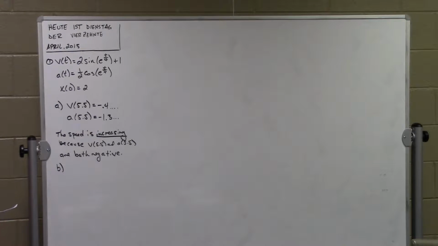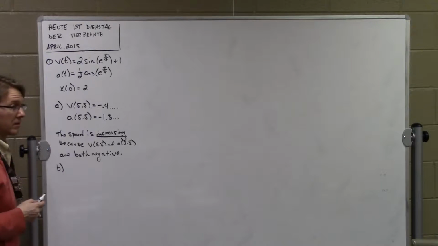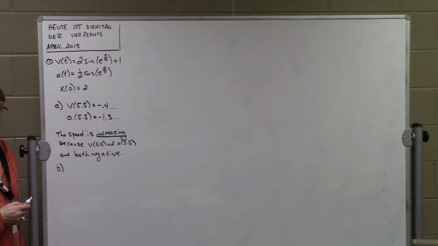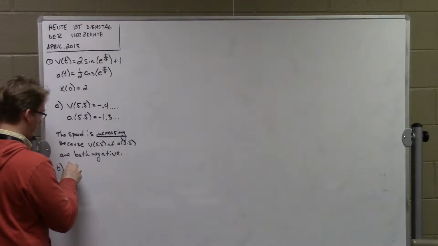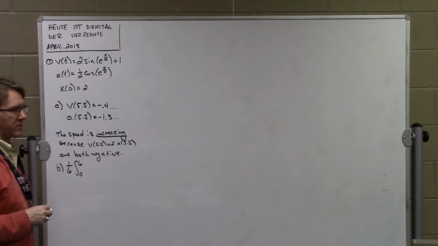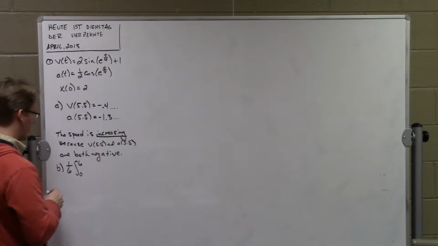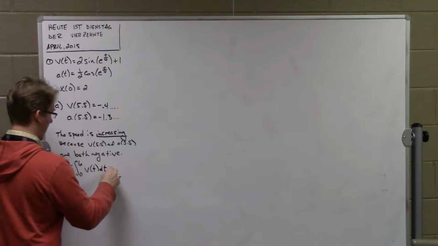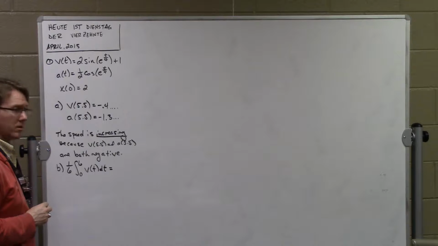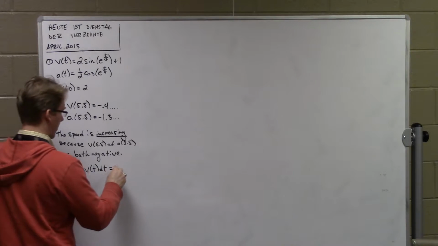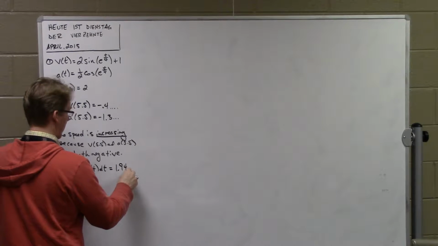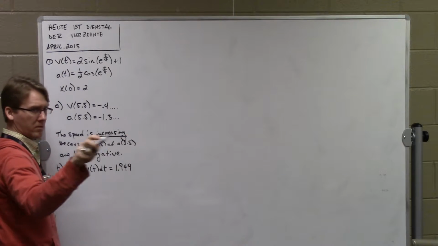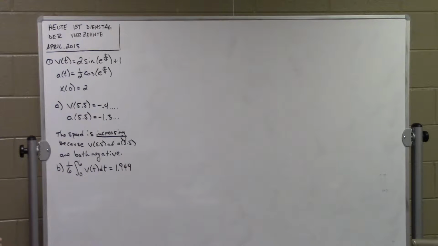Part B. Find the average velocity of the particle from time 0 to time 6. Go. One-sixth of the integral. We've seen average value so many times, this is old news. Velocity, is that what they wanted? Yeah. The average velocity equals 1.949. Confirm, everybody good with that? Everybody like that number? Okay.